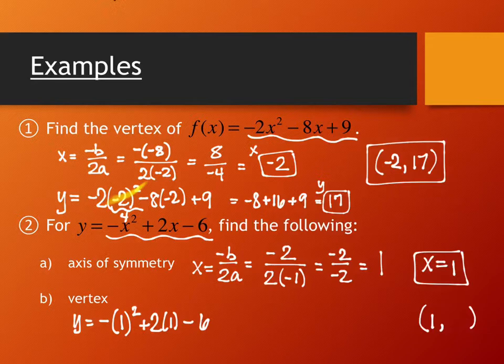So I have -1 squared plus 2 times 1 minus 6. So this is just -1 plus 2 minus 6. What will that give me? -5, yeah. So my y value is -5. So my vertex is 1, -5. Okay, so far so good?